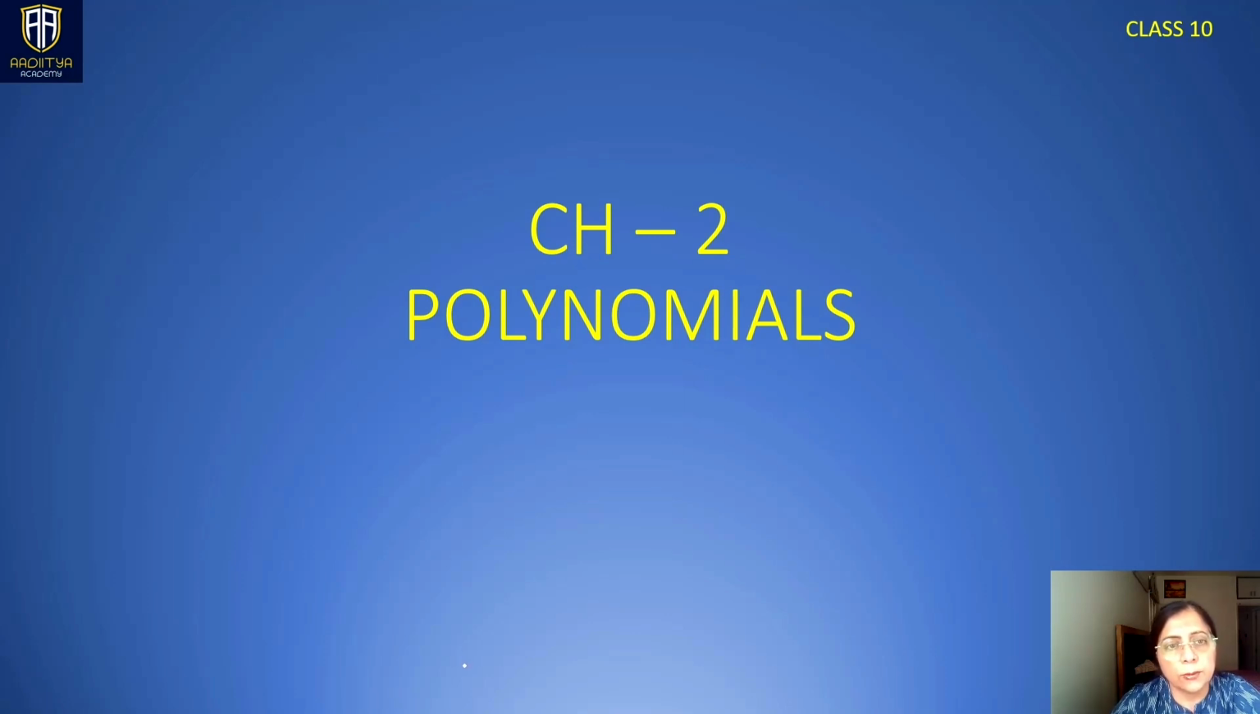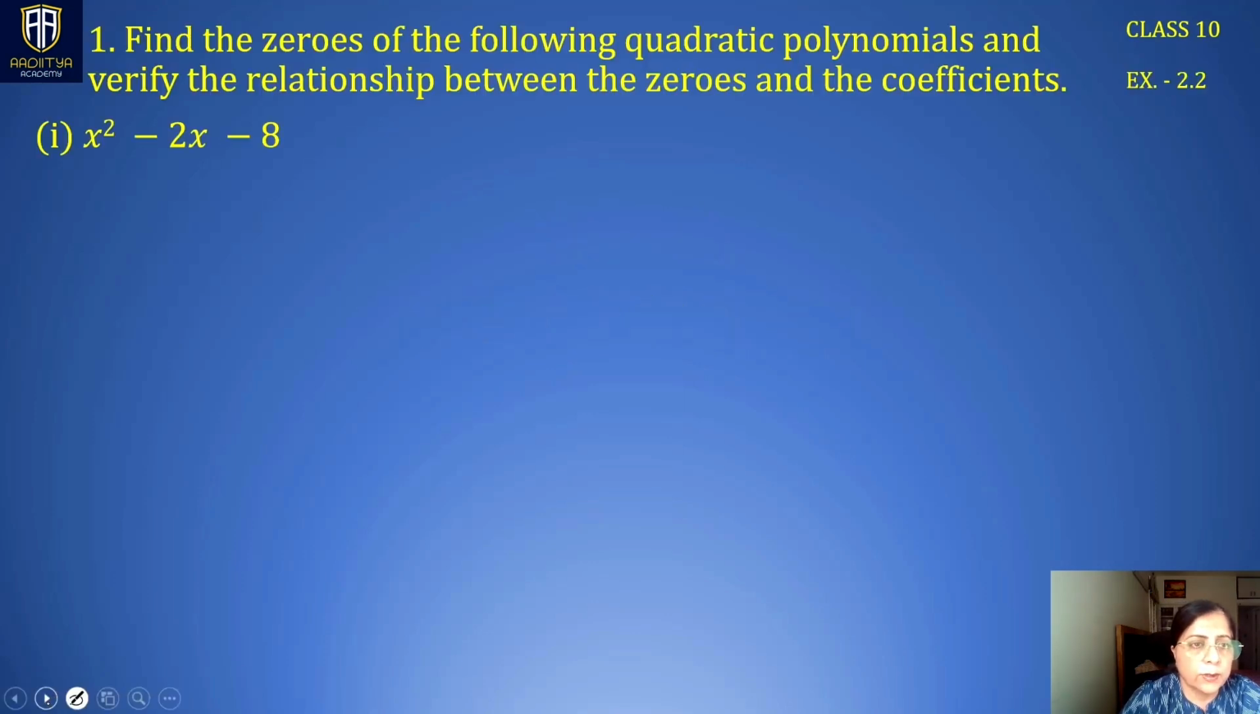I am Dr. Ragini Arora, and in this video we are going to solve exercise 2.2 from NCERT. Now since we have discussed all the important things in the previous two videos, we are directly going to solve question number 1. It says find the zeros of the quadratic polynomials and verify the relationship between the zeros and the coefficients. We had learned in the introduction video how to do this.